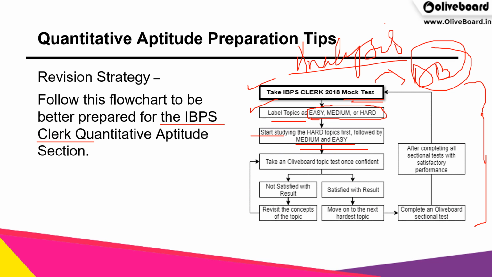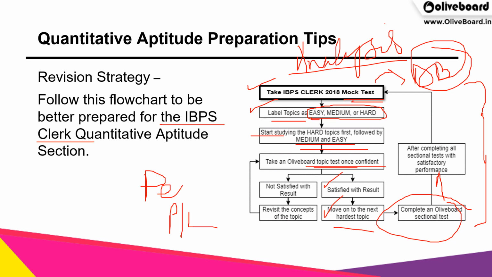Now if you are confident with your preparation, then take up a topic test, say a percentage topic or a profit and loss topic. If you are satisfied with your result, you can move on to another hard topic, then take up a sectional test, and if you're satisfied, then you can go on to other mock tests. If you're not satisfied, then you need to revisit the concepts and then take up the topic test again, and once you're satisfied you can move on to other topics, take up a sectional test and then the mock test.